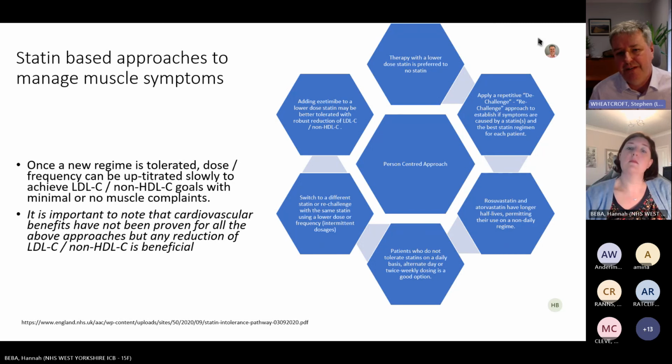And just a note at the top left there that adding ezetimibe to a lower dose statin can be very similar to giving a higher dose of high intensity statin. So it's worth considering low dose atorvastatin or rosuvastatin with ezetimibe, which can give quite potent LDL lowering. Next slide, please.